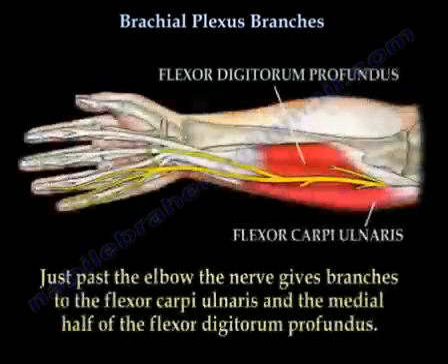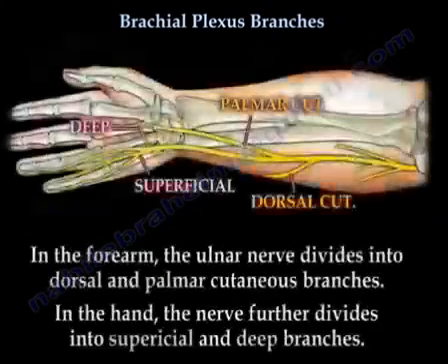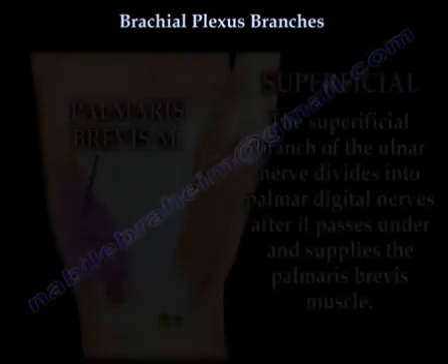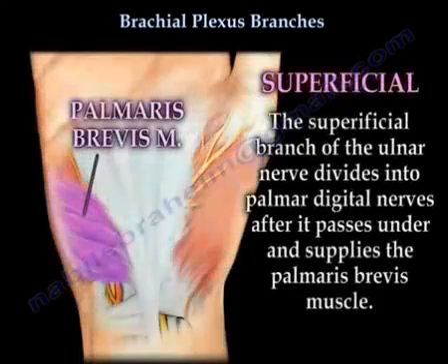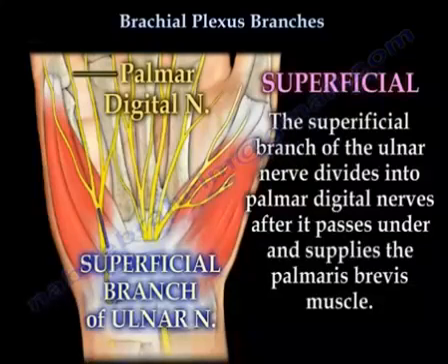Just past the elbow, the nerve gives branches to the flexor carpi ulnaris and the medial half of the flexor digitorum profundus. In the forearm, the ulnar nerve divides into dorsal and palmar cutaneous branches. In the hand, the nerve further divides into superficial and deep branches. The superficial branch of the ulnar nerve divides into palmar digital nerves after it passes under and supplies the palmaris brevis muscle.